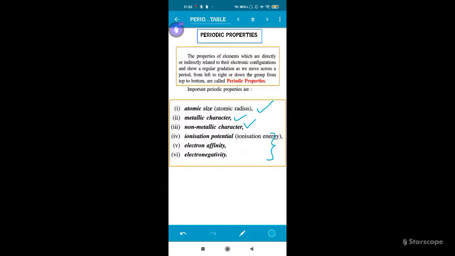So the first one is ionization potential or ionization energy. Next one is electron affinity, and the third one is electronegativity. Today we will just focus on atomic size and certain things related to atomic size.